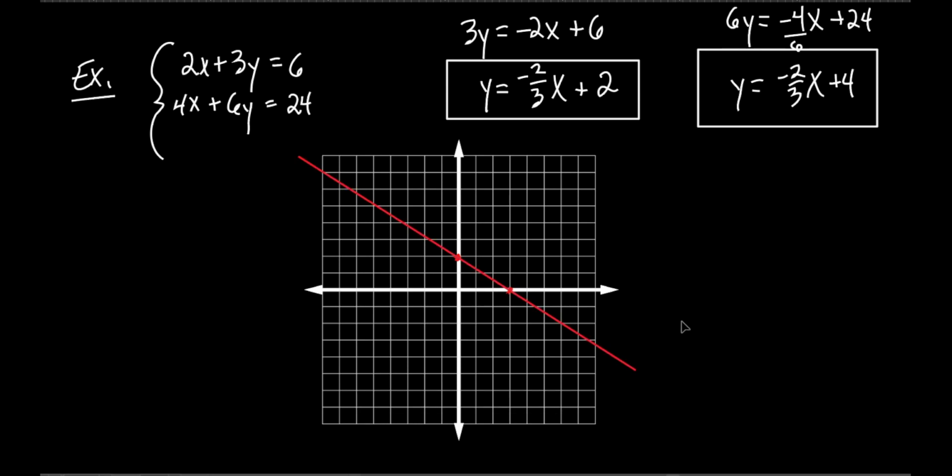All right, so that's the first line. Let's do the second line. We'll do that one in yellow. Y-intercept is 4, so 1, 2, 3, 4. It's right there. And the slope is the same exact thing. It's negative 2 over 3. 1, 2, 3. Check it out. These two lines are parallel to each other.